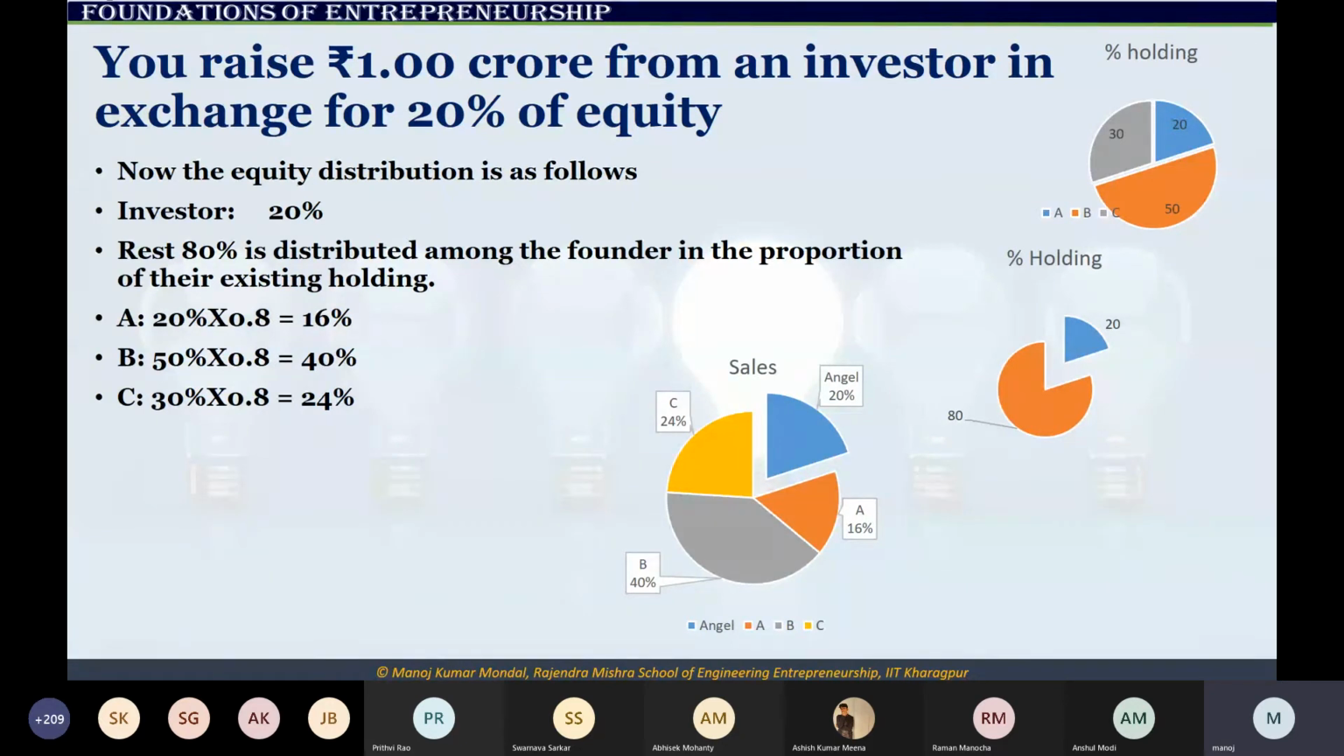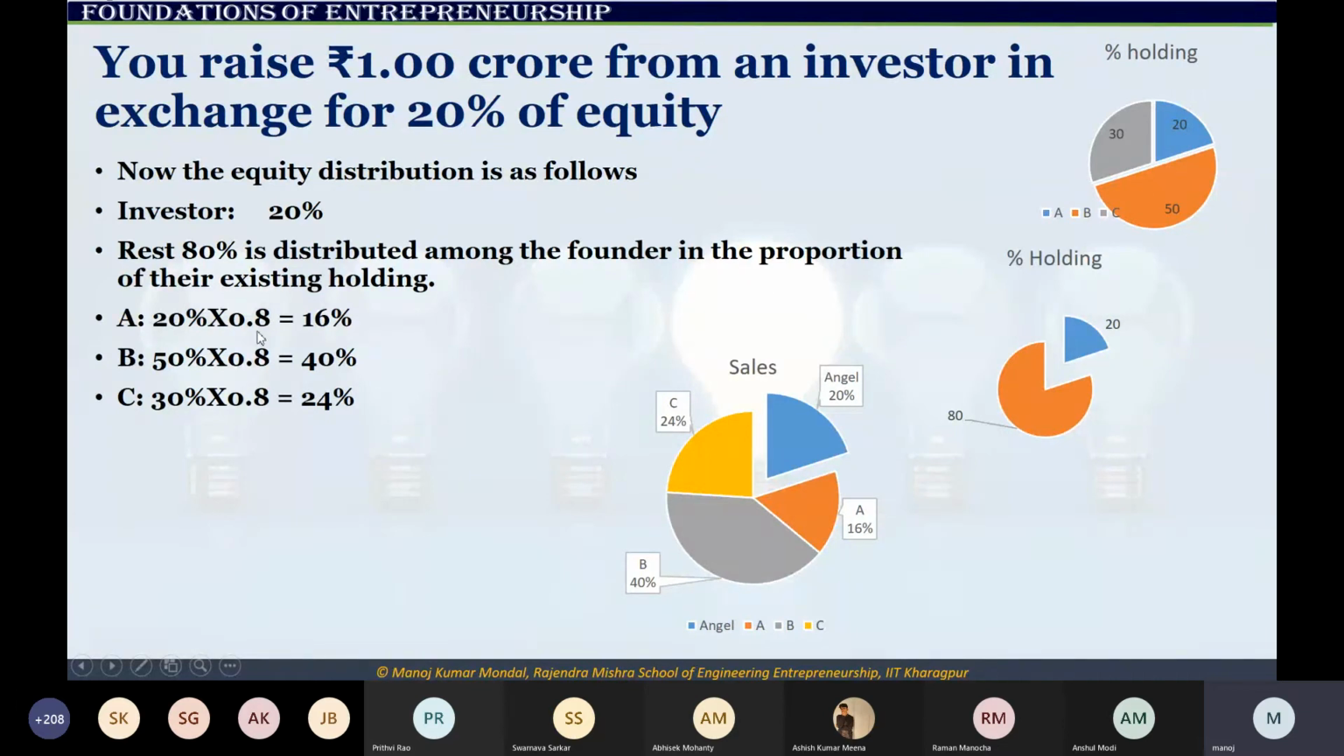That is the question. Before the angel brings in the money, you were holding 20, 50, 30%. Now the investor comes in and says, I want 20%. So you three will get the remaining 80%. Who gets what will be decided from here. This remaining 80% will be shared among the three of you with this percentage, 20, 50, 30.